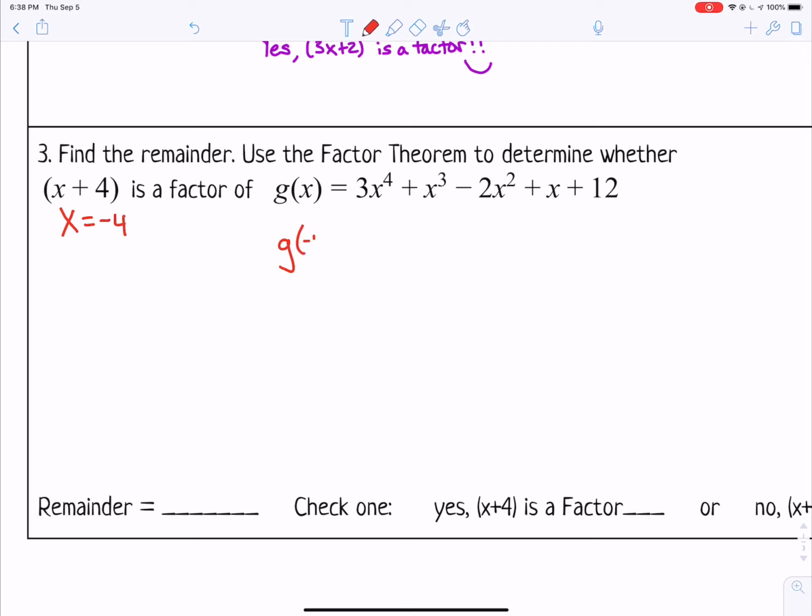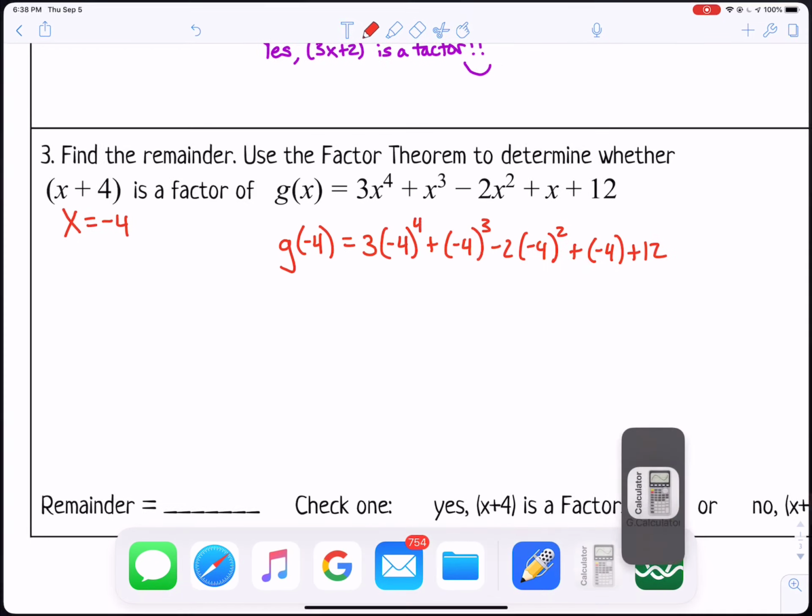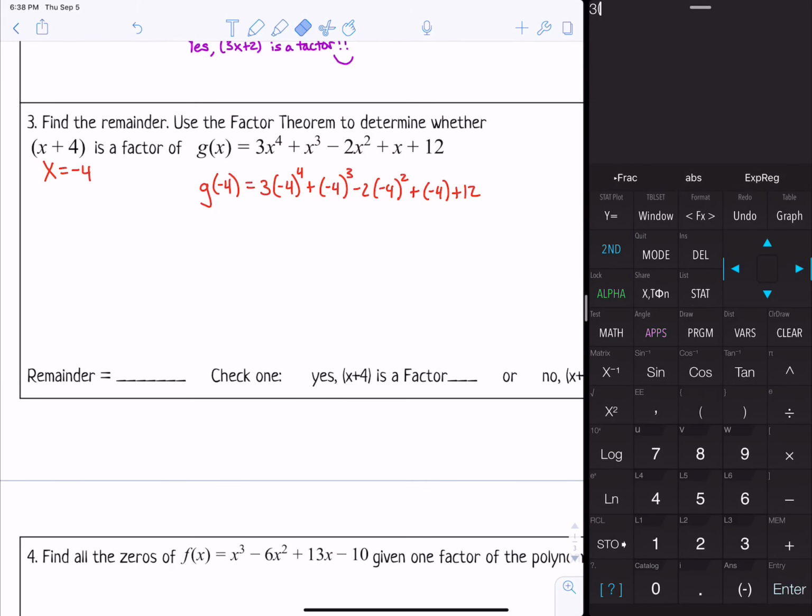So it's like you're saying g of negative 4. So 3, and plug in negative 4 with parentheses. So I'm just plugging in negative 4 for all of my x's. Now, I would certainly just use your calculator to help with that, because that's a whole lot going on. So let's put 3 and then negative 4 to the 4th power. Let's see, plus negative 4 cubed minus 2 times negative 4 squared plus negative 4 plus 12.